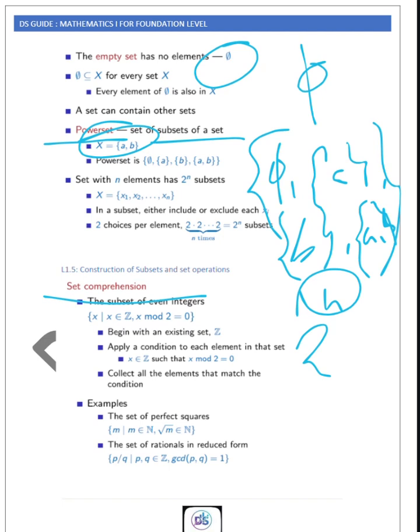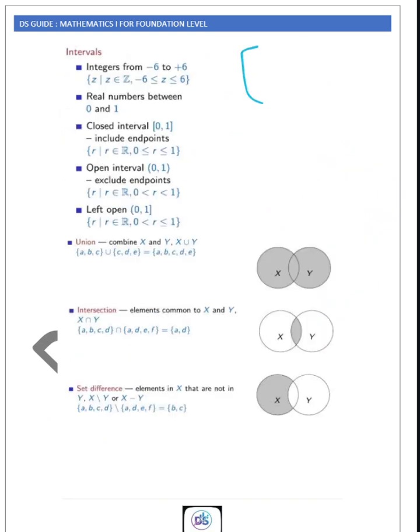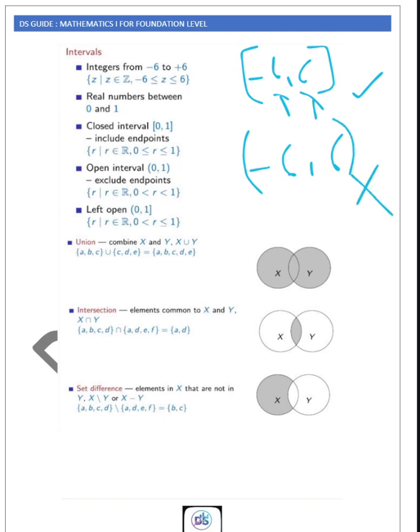It basically tells how you read the set, how you comprehend it. If I say that x is an element of Z and x mod 2 is 0, modulus gives the remainder. If any number is divisible by 2, that means it is even, that means it is a subset of even integers. Next, it's your task to comprehend these. Okay. Next we have intervals. If I am writing like this using square brackets, that means both my endpoints will be included. If I am using round brackets, that means none of my endpoints will be included. Like this, you can write left open and right open also.